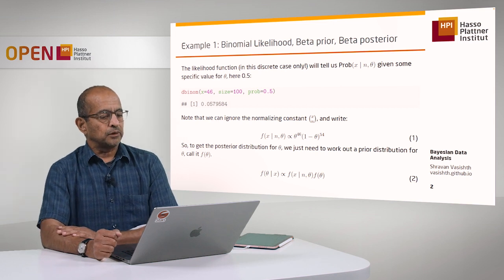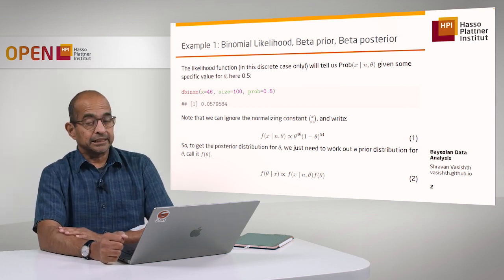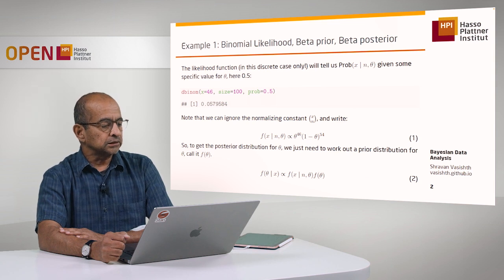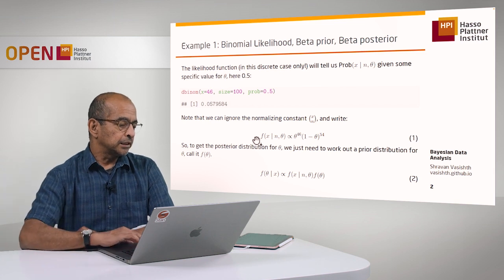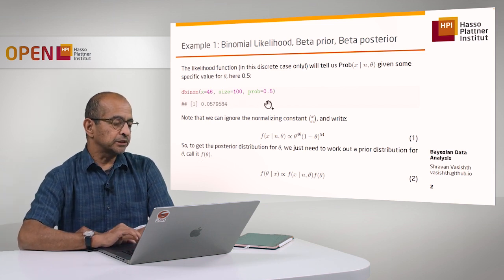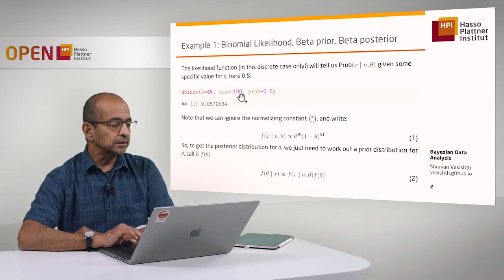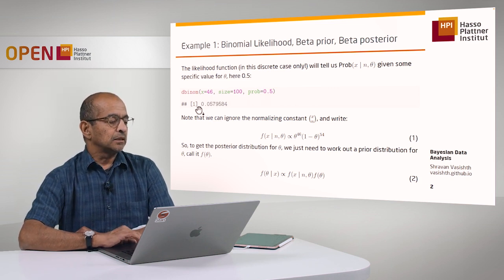So let's think about this. We are talking about a data generative process. The data are coming from a binomial distribution, and so the likelihood function in this particular case would look like the output shown here for some particular value of the probability of success theta. And given 46 successes in 100 trials, for example, I would get this particular probability of getting 46 successes out of 100 trials, assuming that theta is 0.5.